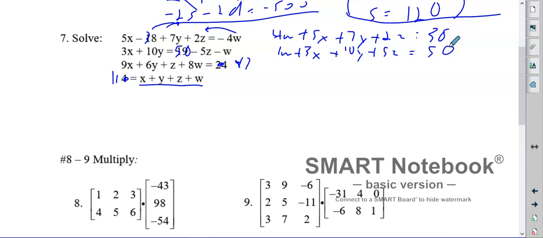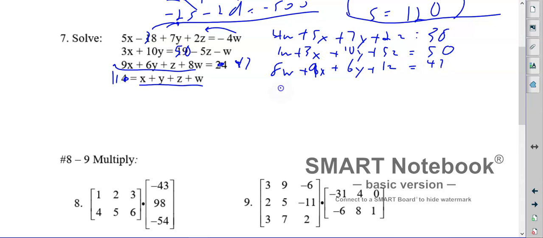And this one, all I need to do is move this to the front. And don't make it opposite because it's already on the right side. I'm just moving it to the front. So 8W, 9X, 6Y, 1Z, and again, 47 to match your paper.